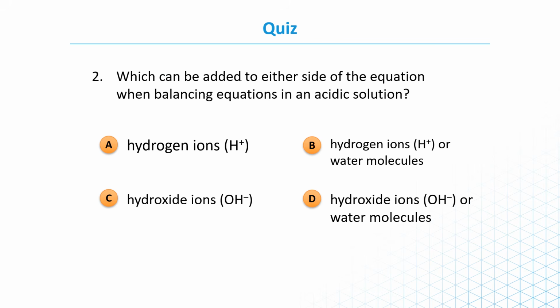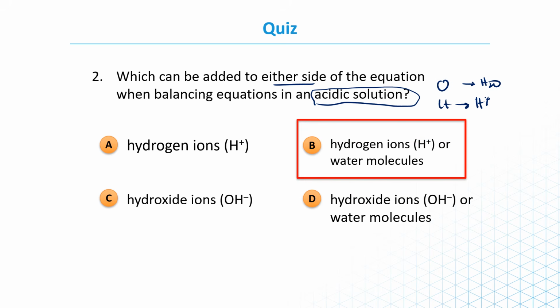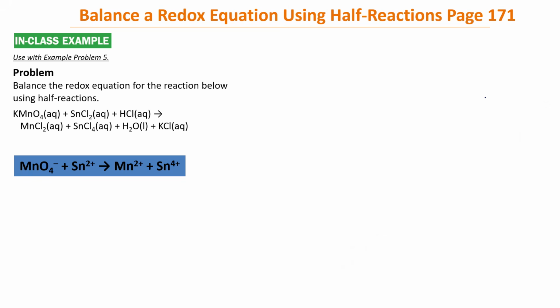So this question, which can be added to either side of the equation when balancing equations in an acidic solution? So remember, we said we balance oxygen by adding H2O, and we balance hydrogen by adding H plus. So it will be answer number B. Okay? You can stop the video, go through the steps again before we move to an example. Okay.